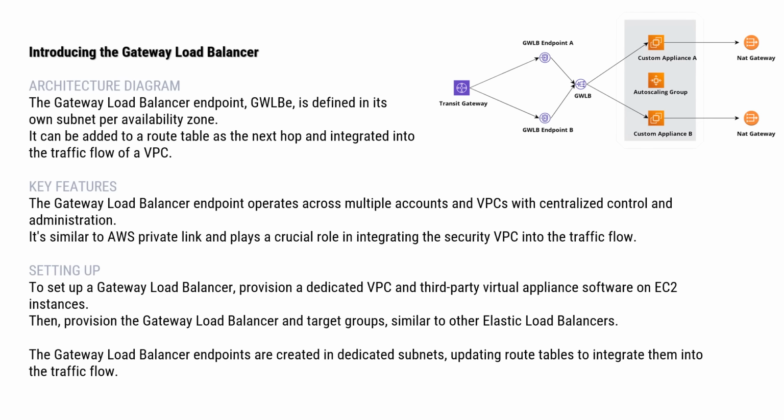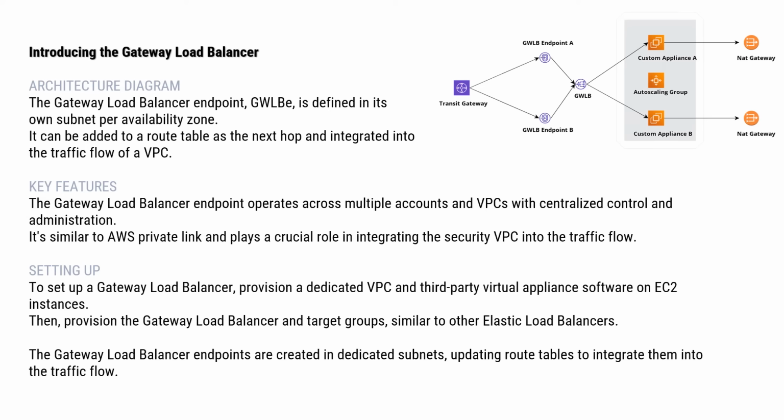Introducing the Gateway Load Balancer endpoint. The Gateway Load Balancer endpoint, GWLBE, is defined in its own subnet per availability zone. It can be added to a route table as the next hop and integrated into the traffic flow of a VPC. The Gateway Load Balancer endpoint operates across multiple accounts and VPCs with centralized control and administration. It's similar to AWS PrivateLink and plays a crucial role in integrating the security VPC into the traffic flow.